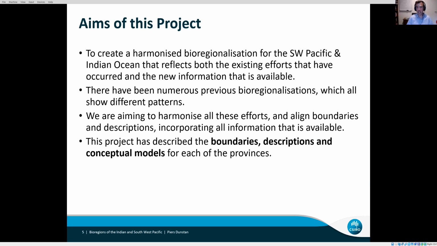And so this project has described the boundaries. It has descriptions for each of the provinces that we've described as part of the bioregions. And it also has a description of a conceptual model for each of these provinces. And I'll describe that in a little bit more detail in a moment.